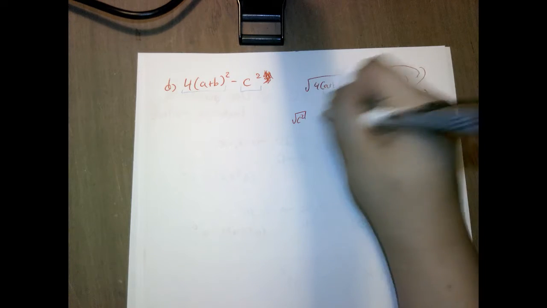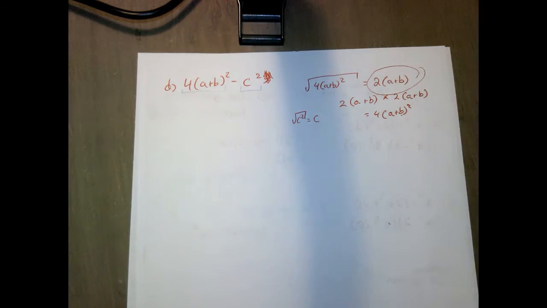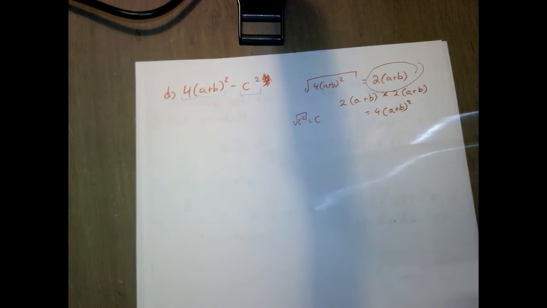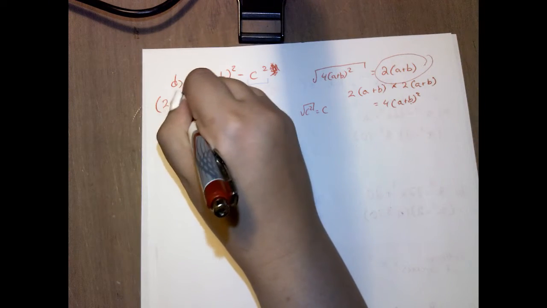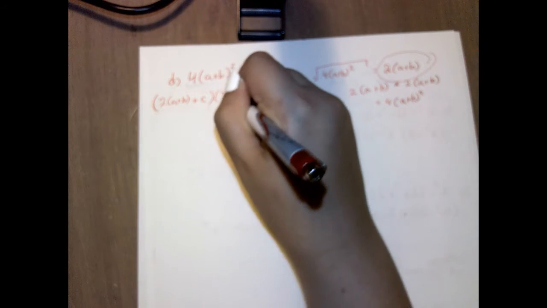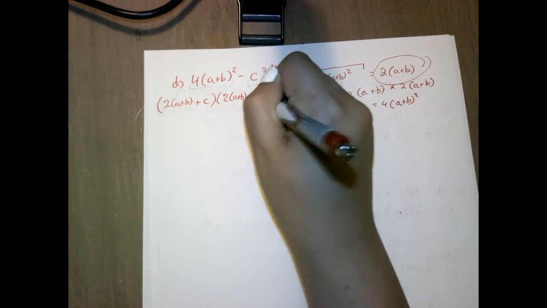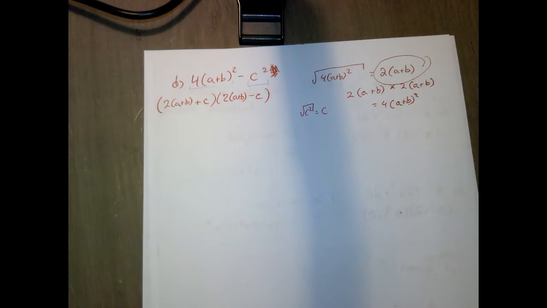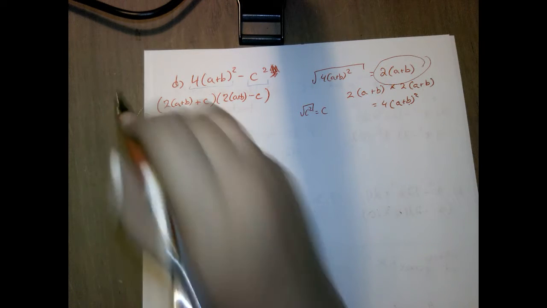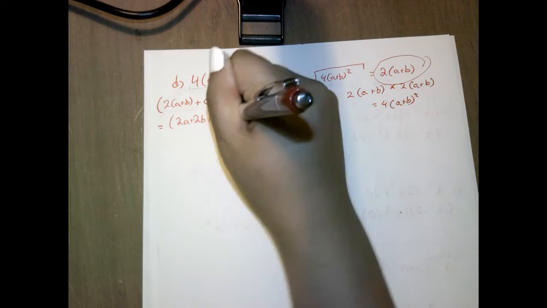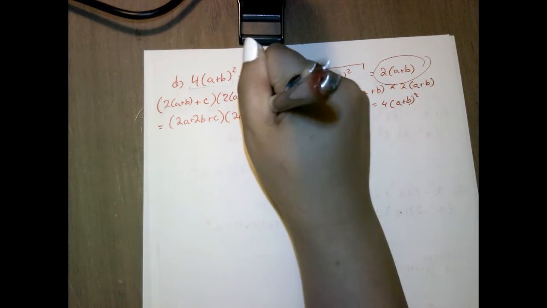Square root of the second term is a little more straightforward. We've got a c squared. So the square root of that one is just c. So when I'm factoring this, I'm going to be left with 2 times a plus b plus c times 2 times a plus b minus c. Now we can leave it this way, or if you would like, you can also expand it out. So you can get 2a plus 2b plus c times 2a plus 2b minus c.